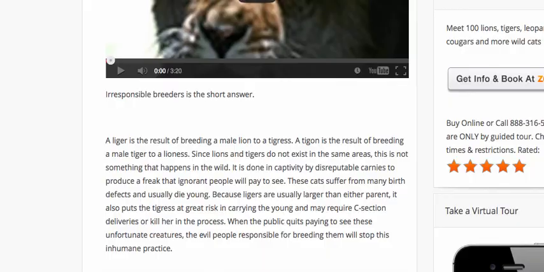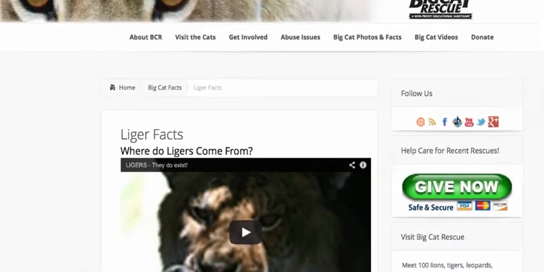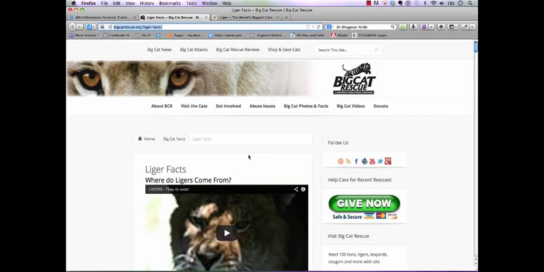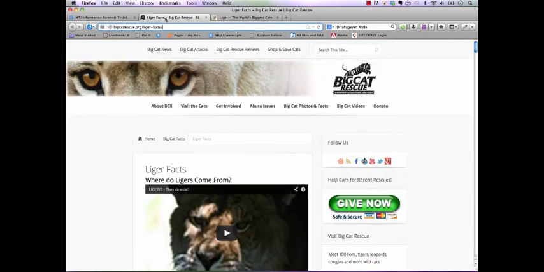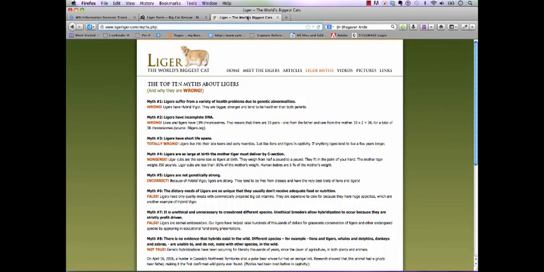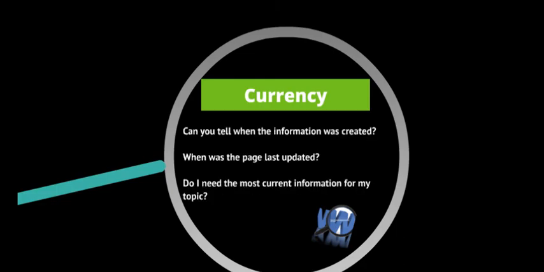It's very obvious to see that on this site the bias is against breeding of these cats, these ligers. So you can see that there's a bias on either side of the topic about these large cats. In order to come to your own opinion, you would need to read the facts and also do some cross-checking on another website. The C stands for currency.